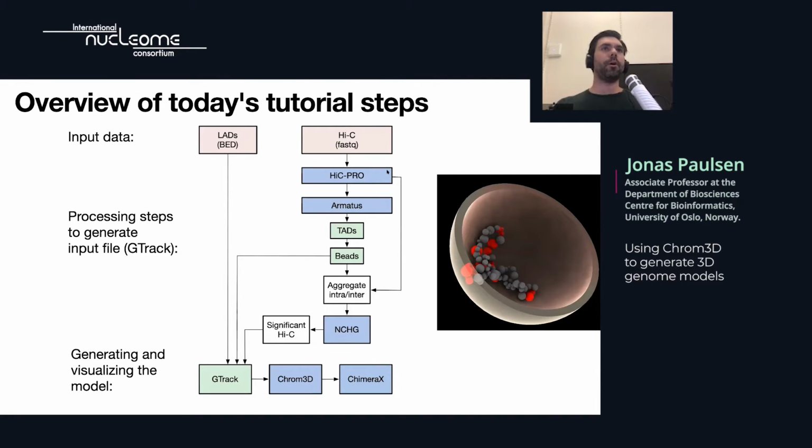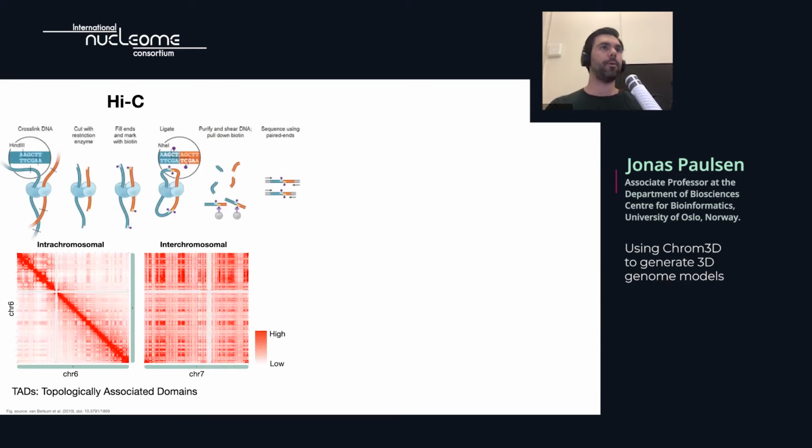This is an overview of today's steps of the tutorial. Basically, we're going to use some data from LADs in a bed file format and raw reads from Hi-C, so starting with FASTQ files. Before I go into the details of the overview, to make sure that we're all on the same page, I know many of you will know about these techniques already, but let me just make sure that everyone is on the same page.